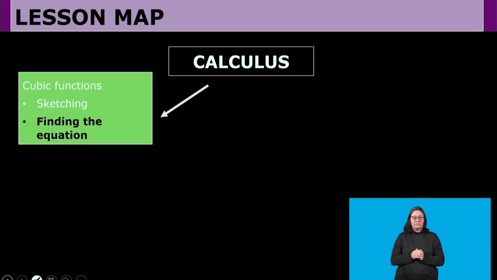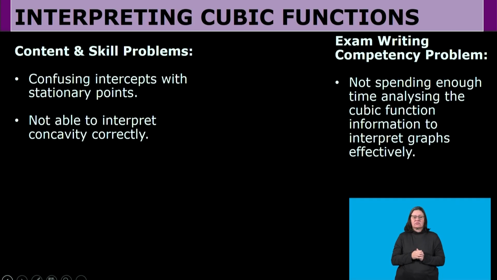Welcome back, everyone. We are continuing our discussion about cubic functions, and specifically we're looking at interpreting cubic functions and finding the equation. Some places where you may encounter problems in cubic functions is confusing the intercepts with the stationary points. Remember, a stationary point is distinct from an intercept. An intercept is where the graph cuts the axes. A stationary point is where your derivative is equal to 0.